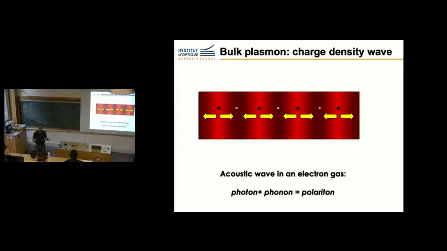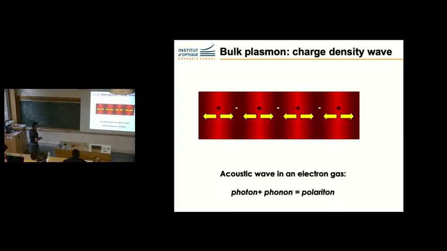This is a longitudinal solution. Many of you learned in class that electromagnetic waves are transverse. This is the wave vector, and the electric field has to be transverse. This is not always true. And this is a neutral medium. There is no net charge in this medium. It's a neutral medium, but it's a longitudinal wave, okay?